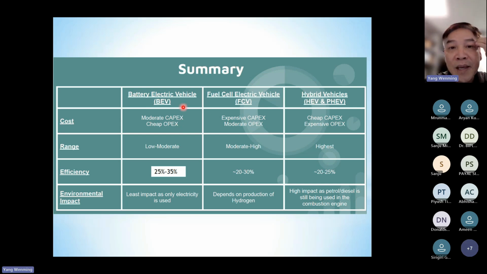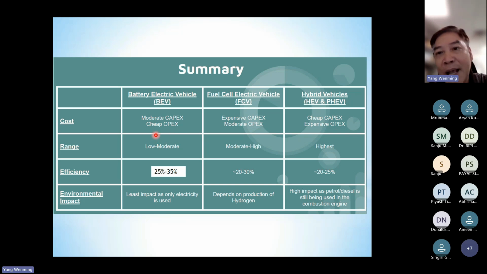And also in terms of cost, it is more expensive than the hybrid vehicles. For fuel cell vehicles, the capital cost is more expensive, and the operating cost is moderate. The hybrid vehicles are cheap in terms of capital cost, and the hybrid's operating cost is more expensive.